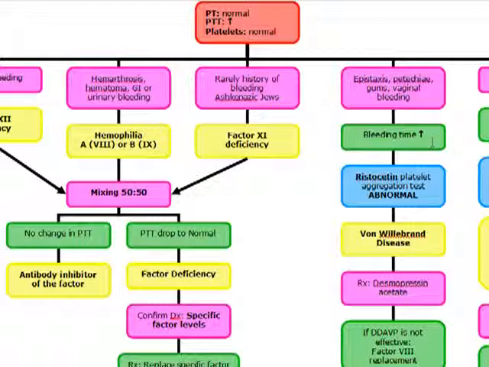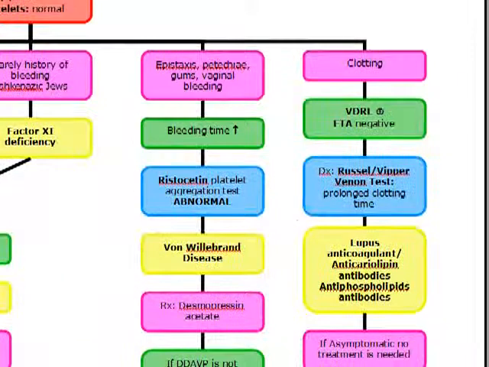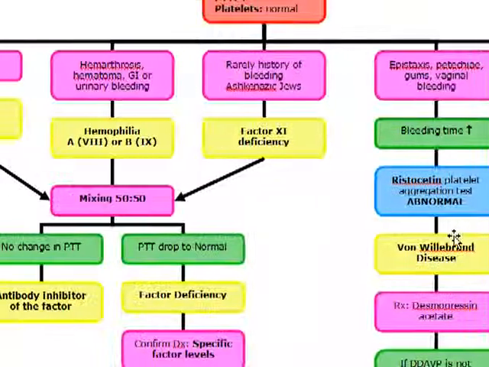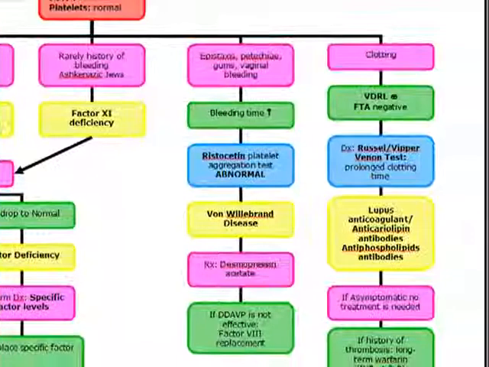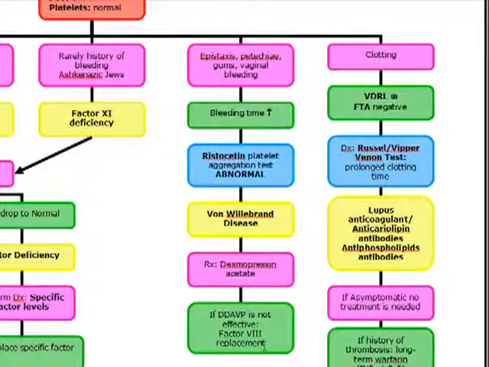So you're going to suspect this and you're going to do a test called the ristocetin platelet aggregation test. This test examines the ability of platelets to bind to an artificial endothelial surface, which is this ristocetin. If this is abnormal, you've made your diagnosis of von Willebrand's disease, and you're going to treat this with desmopressin acetate. And if DDAVP is not effective, you're going to do factor VIII replacement. You're going to remember that FFP is not going to be useful in this disorder.